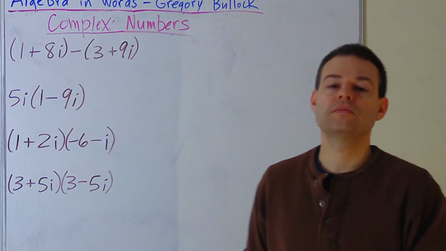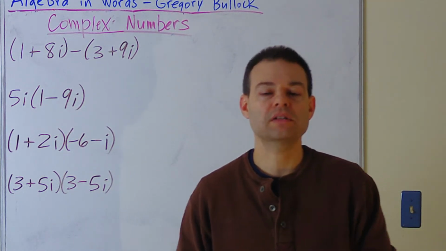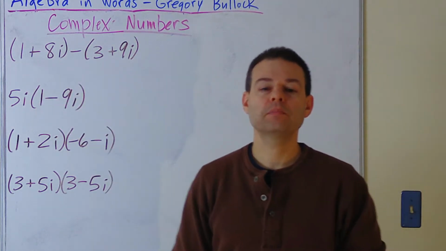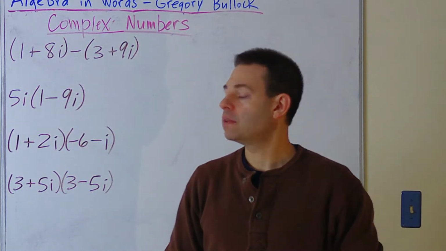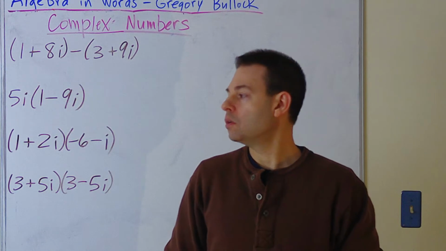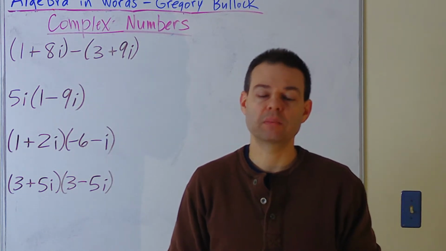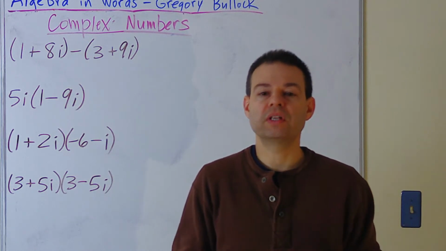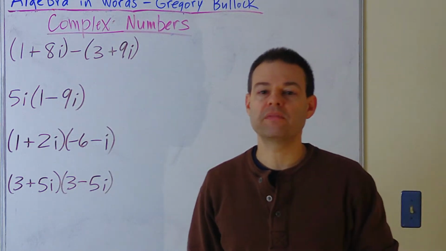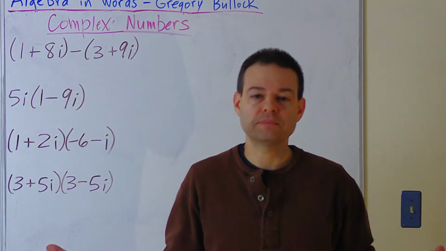Alright, so first of all, what is a complex number? A complex number is a very easy concept to understand. Let's just focus on this: 1 plus 8i. A complex number means it's basically a binomial, one part of which is a real number and one part of which is an imaginary number. You can tell which is the real and the imaginary part because the real part is just a number, or it might be a variable like x, and the imaginary part has i tacked onto it somewhere.